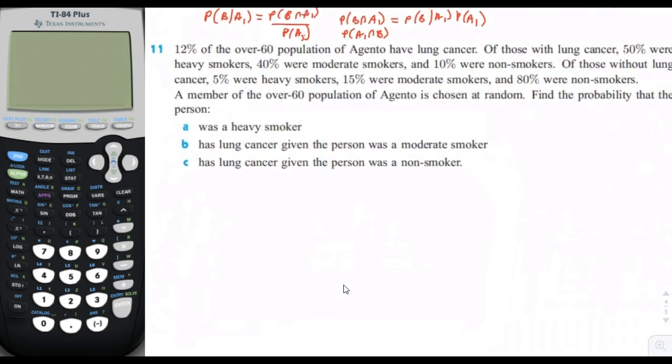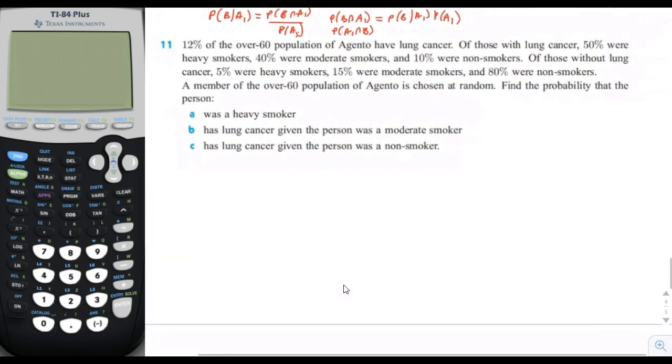Number 11. 12% of the over 60 population of Argento have lung cancer. Of these with lung cancer, 50% were heavy smokers, 40% were moderate smokers, and 10% were non-smokers. Of these without lung cancer, 5% were heavy smokers, 15% were moderate smokers, and 80% were non-smokers. A member of the over 60 population of Argento is chosen at random. Find the probability that the person was a heavy smoker, has lung cancer, and so on.